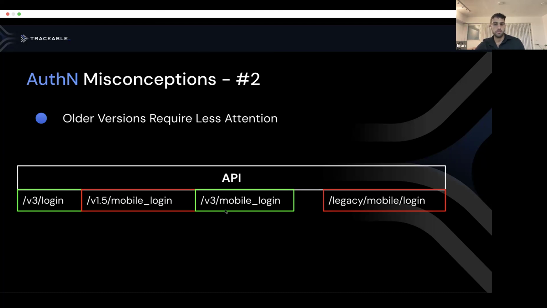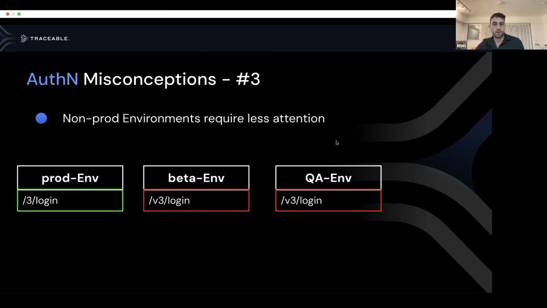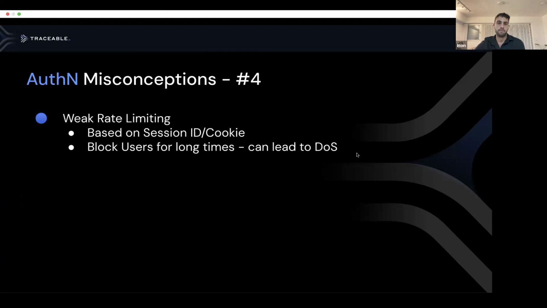Many times they just leave them open to the internet to support older clients, but they forget to put the right protections. And another mistake that you might see is that you would put a protection on the production environment, but then you would forget about the QA environment or the beta environments. Some of them might be even connected to the same database, so it's the same username and passwords. So it's very important to make sure that all these environments have protection for their authentication endpoints.